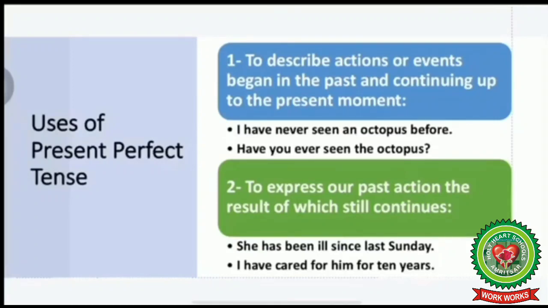Number 2 on the list is to express a past action, the result of which still continues. An example for the same is she has been ill since last Sunday. It implies that she has not recovered from her illness yet. Next is I have cared for him for 10 years, which means I still care for him.